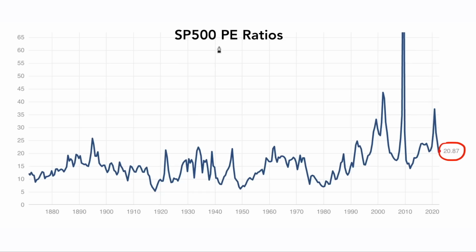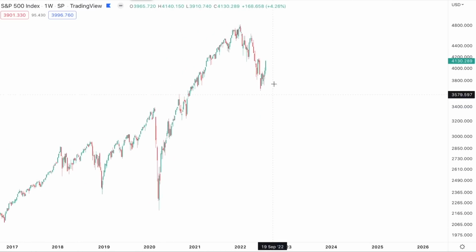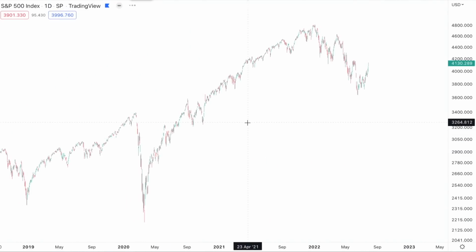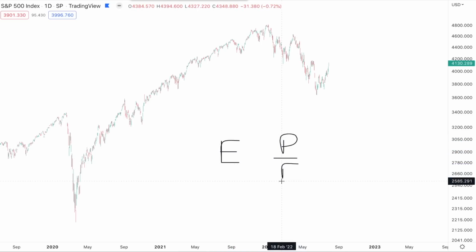Right, so what is the S&P 500 price? It's just the 20.87 multiplied by 203. If you do that math, you'll get around 4,200 points, which is exactly where we are currently sitting on the S&P 500. Right, so that's just to show you how that works. Earnings times valuation, so PE ratios, equals the price of the S&P 500. That's the basic formula that you need to understand.